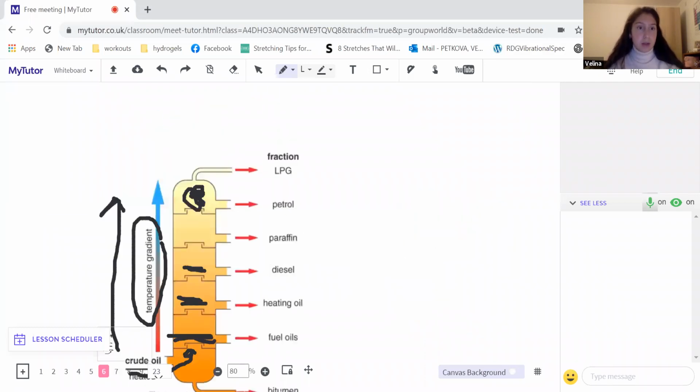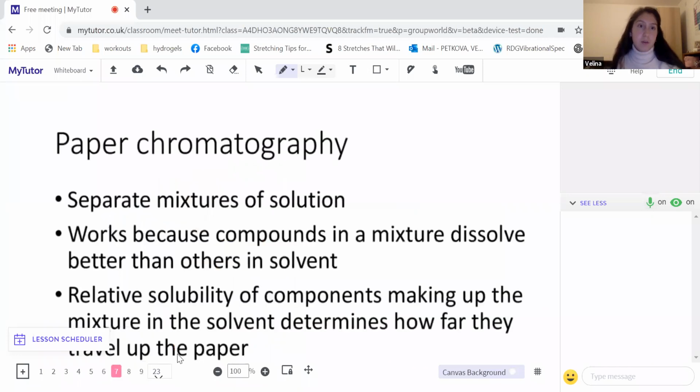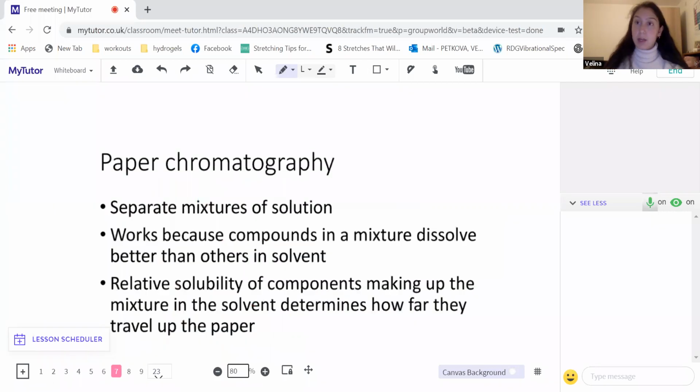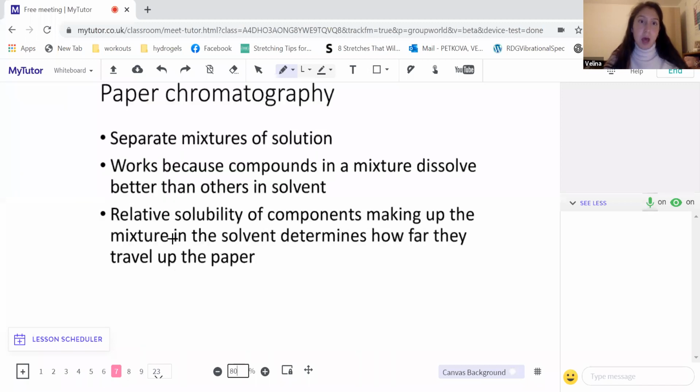Okay, so now let's move on to paper chromatography. Hopefully many of you have seen this topic at school, and hopefully you've had the chance to do the experiment, because that's quite a nice experiment to do. So paper chromatography separates mixtures of solutions.